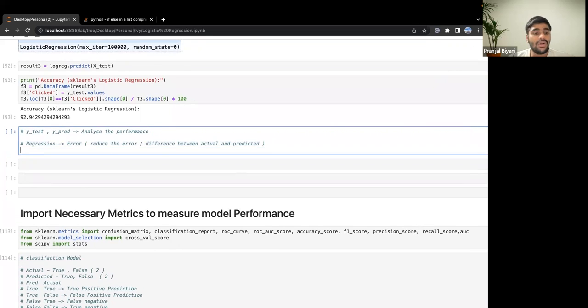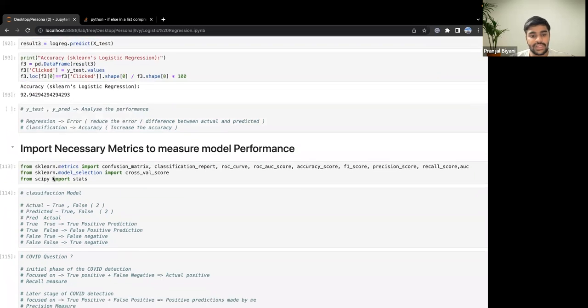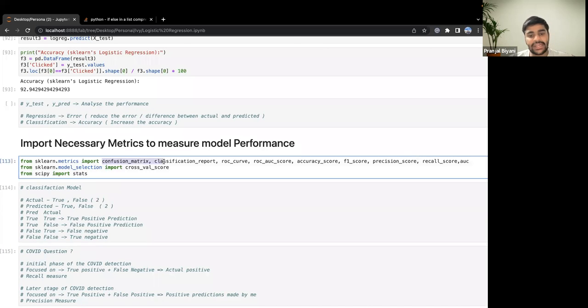Right? For classification, we are going to look at accuracy, because we are either right or we are wrong. So we want to increase the accuracy. Now I'm going to talk to you about multiple metrics that help us find and compare the performances. There is the confusion matrix, the classification report, the ROC AUC curve, accuracy score, F1 score, etc.